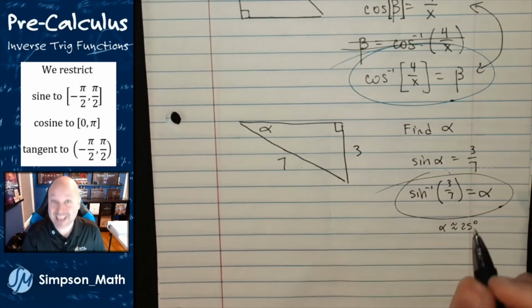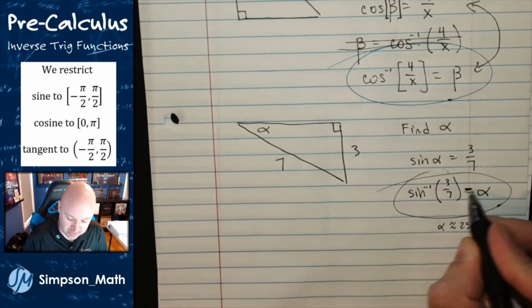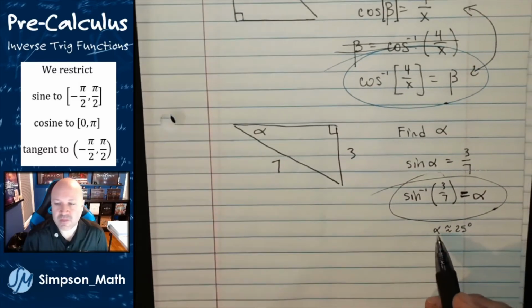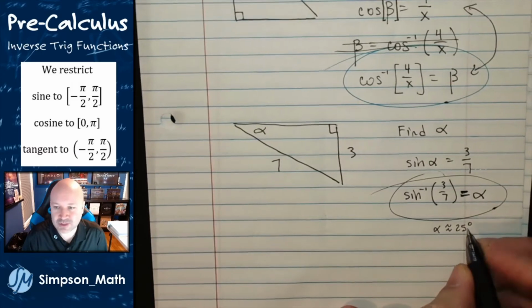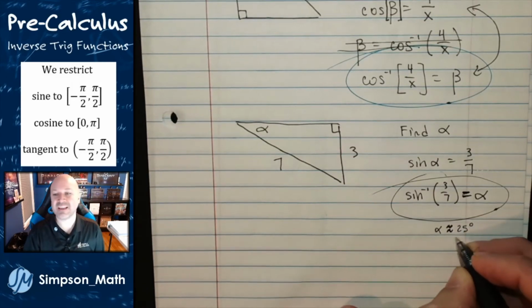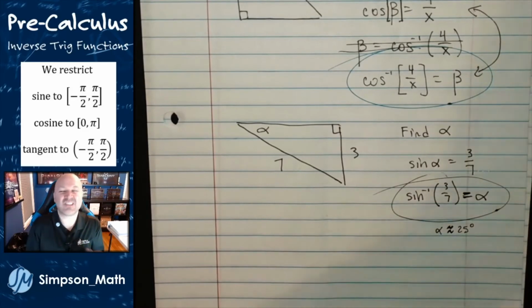So the exact value is arcsine 3/7. That's a true equal sign. If you're needing an approximation, then you can use technology, but if you're going to have to round, use a little double tilde or a wavy equal sign to say, this is not exact, I'm just approximating. The calculator is getting as close as it can.